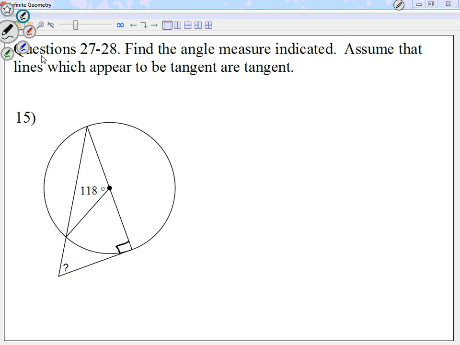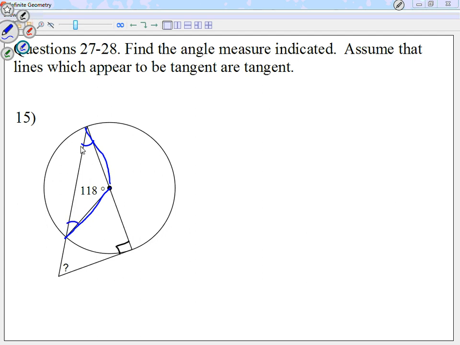Another rule is that the three angles of a triangle add up to 180. That's something we know. However, in an isosceles triangle, if two sides are equal, two angles are equal. Here I see that this side and this other side are equal, because this is a radius of the circle and this is another radius, so I know those two sides are equal. That means this angle and this other angle are also equal.